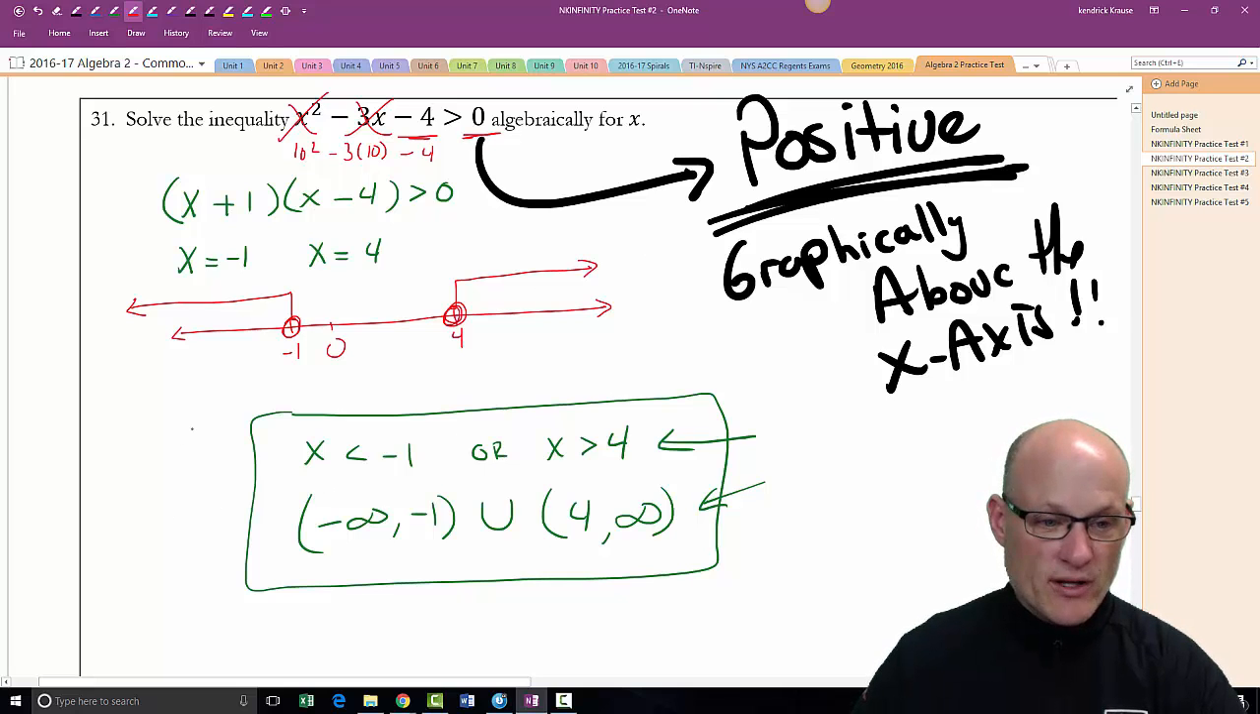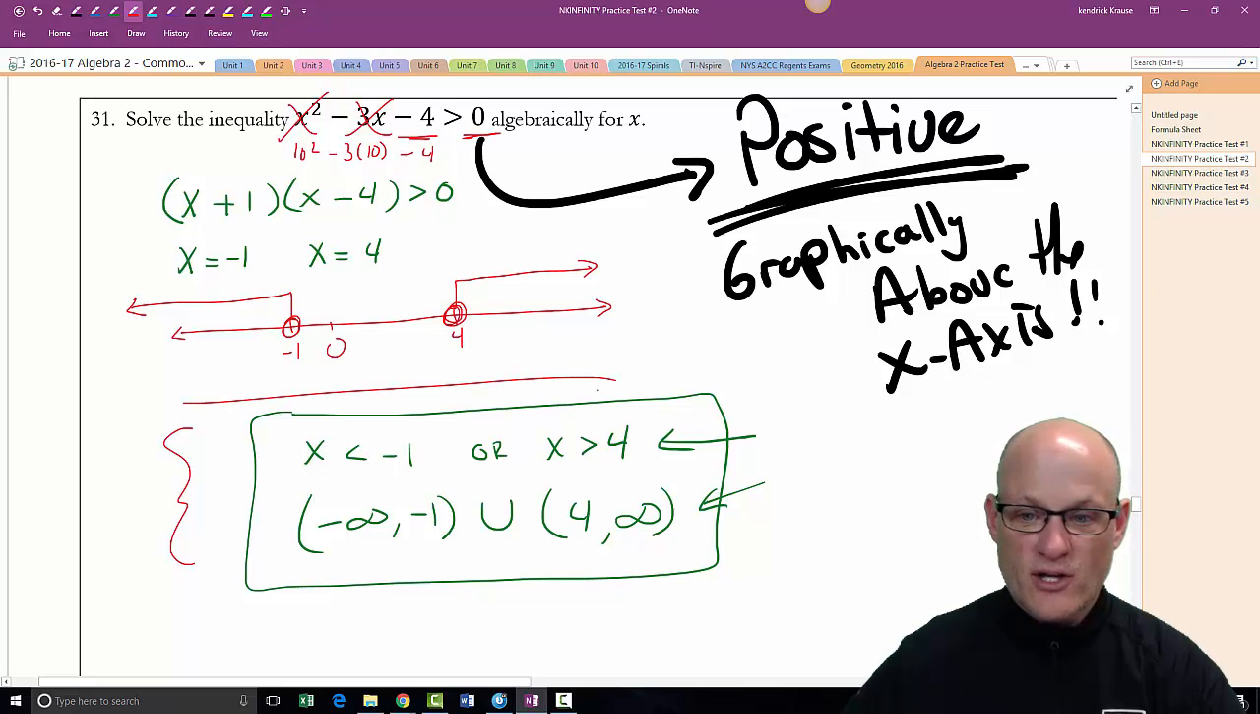So I would state it either one of these ways. It's the best way. You could do it graphically. It's also a way to state the answer.